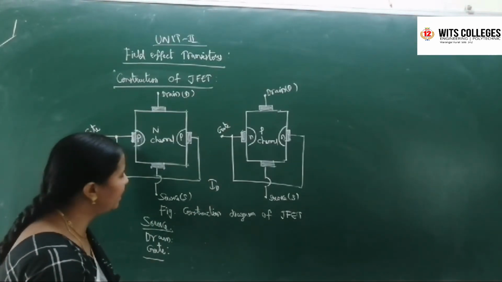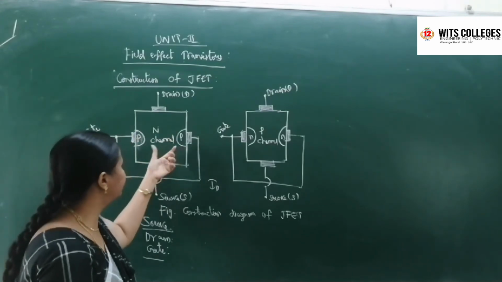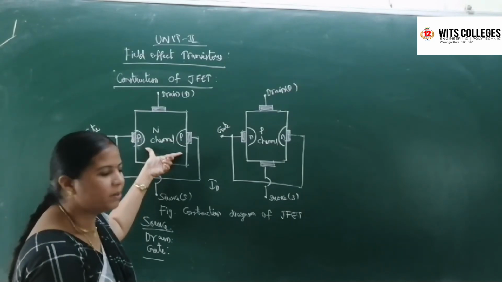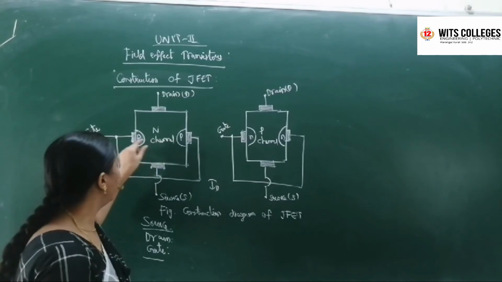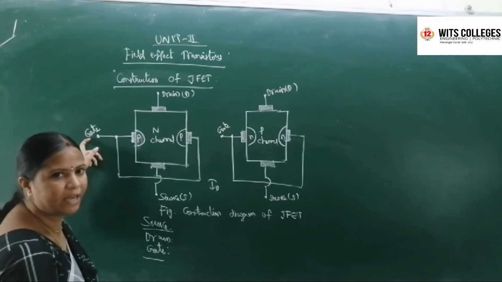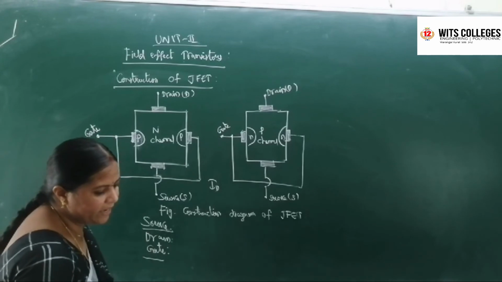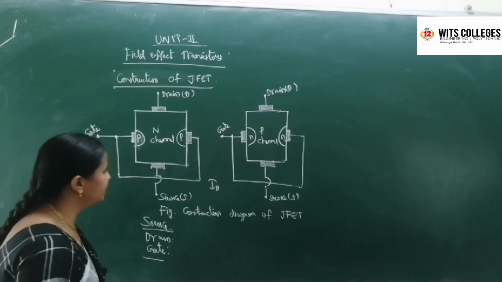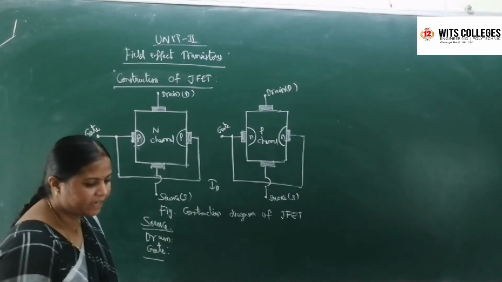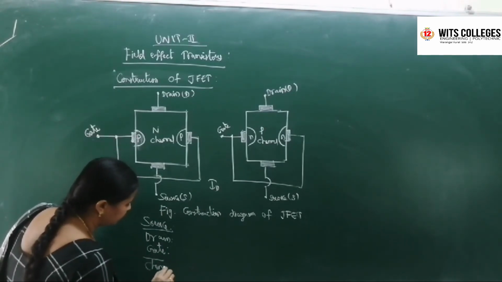We can name it as the gate terminal. Okay, what is the gate terminal? Two heavily doped p-type silicon materials are attached to the n-type silicon bar on either side of the n-channel, and these two contacts are joined together. The layers joined together, we can name it as the gate terminal. Okay? So coming to the channel, what is meant by channel?